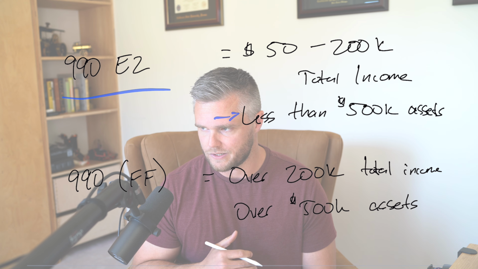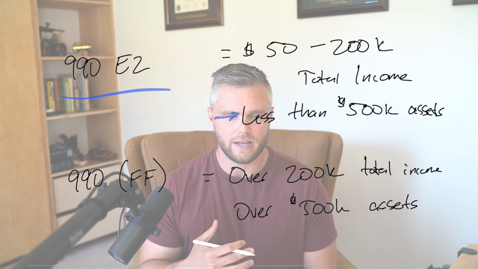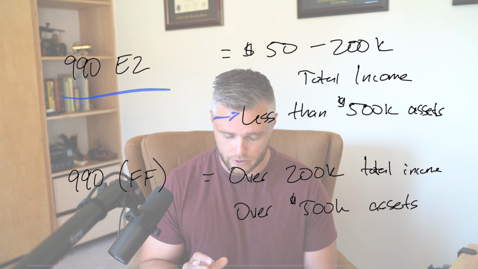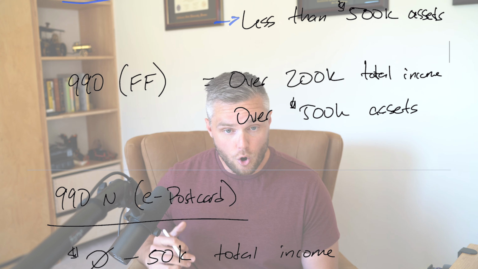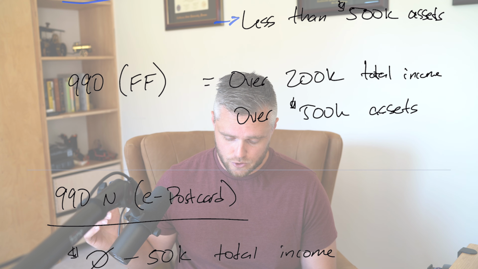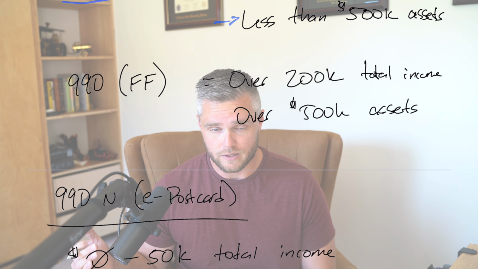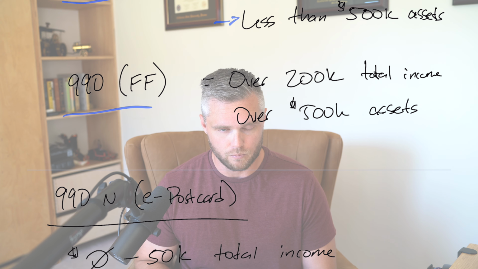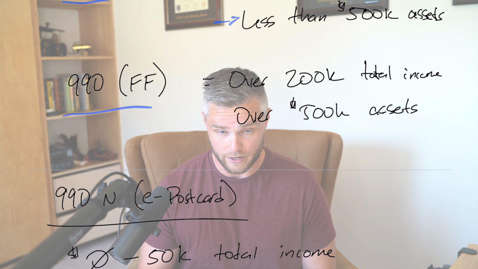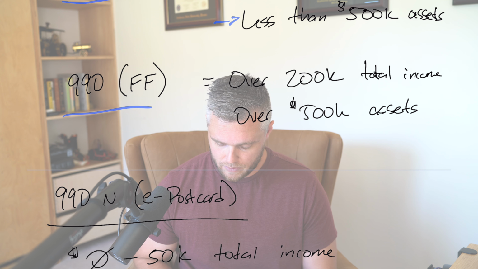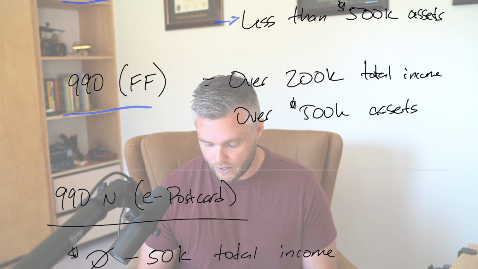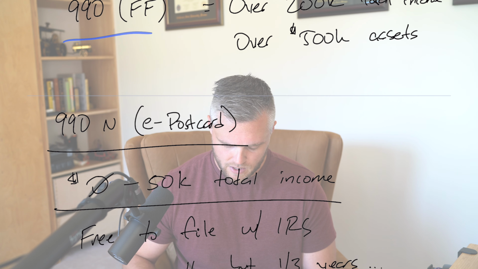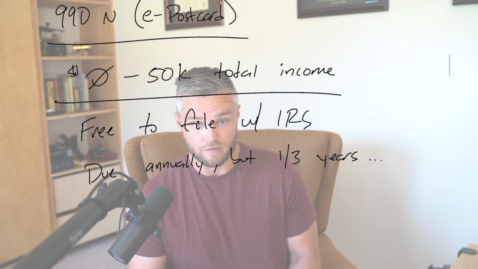And total assets is buildings, cars, any assets that your organization owns. As long as that's under 500,000, you're good to go. If you go over 500,000 in total assets, or you go over 200,000 in total revenue, then you're looking at what's called the 990 full form, just kind of colloquially called the 990. So this form is, again, for anybody that's over 200,000 in total revenue or 500,000 in total assets. Let's take a look at each one of these kind of individually.